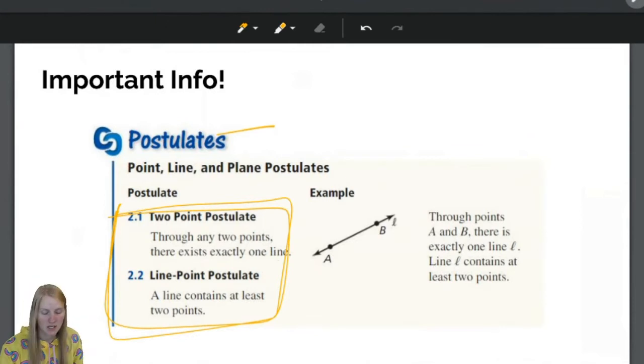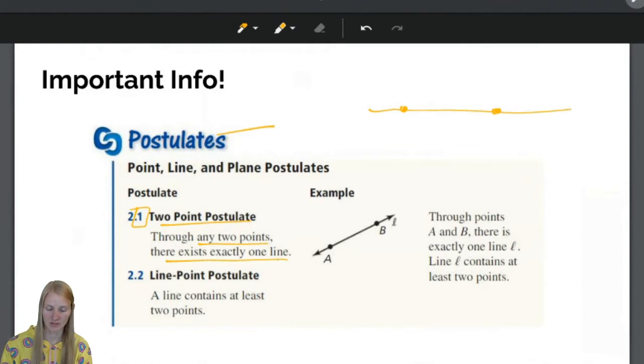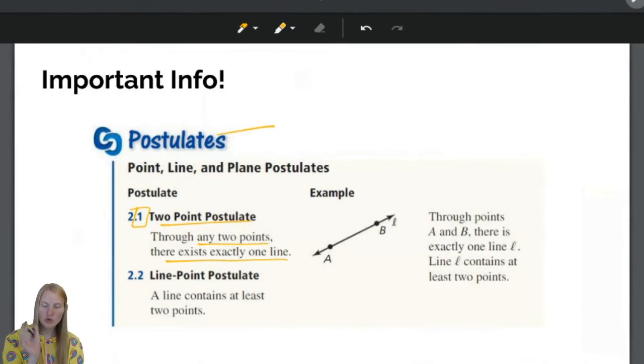Okay, so the first postulate, postulate number 1, is the 2-point postulate. What it says is that through any 2 points, there is exactly one line. I've actually mentioned this before in chapter 1. If you have 2 points, I can only draw one line between those 2 points. That's not a line, that's curved. Lines are straight. So there is only this line that I can draw through these points. If I draw this line, it's not going through this point. So between any 2 points, there is only one line.